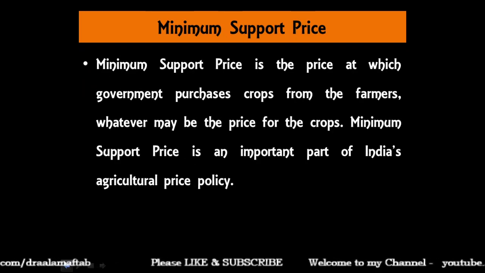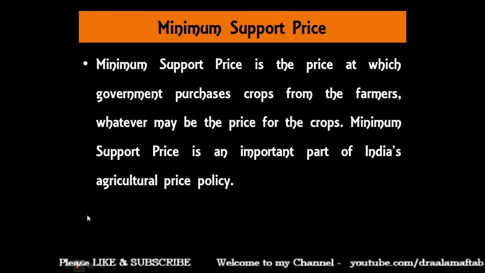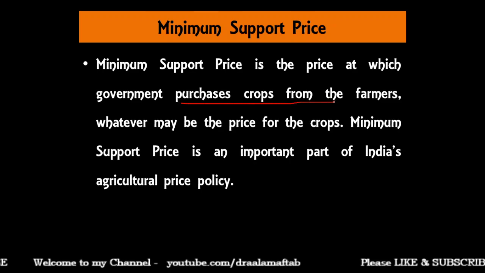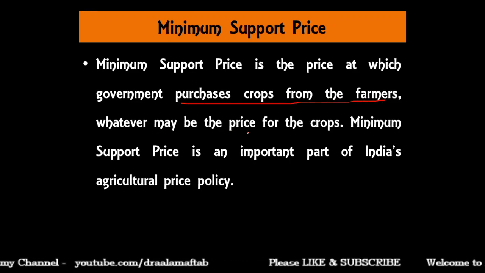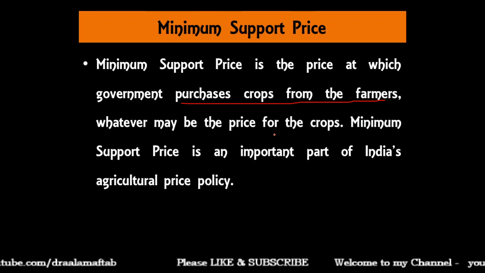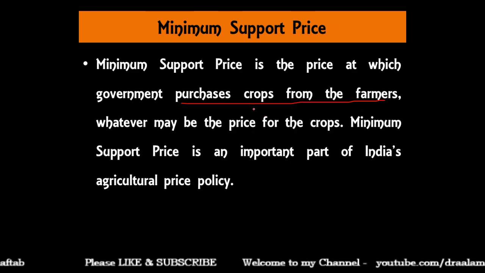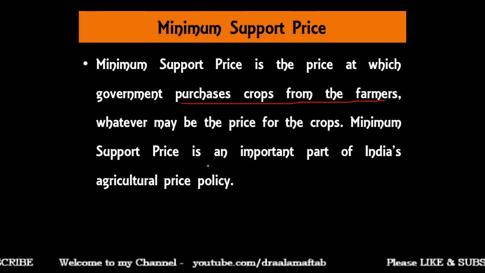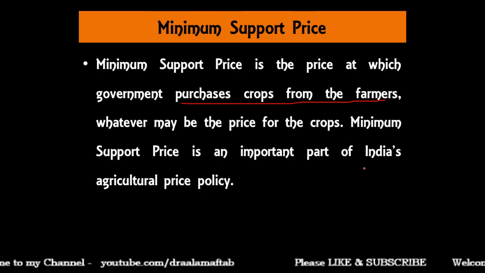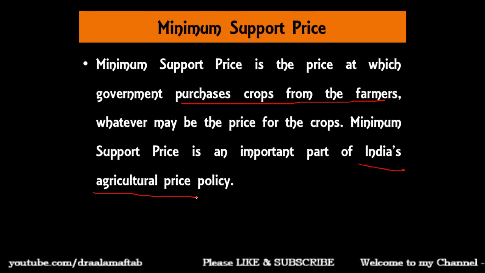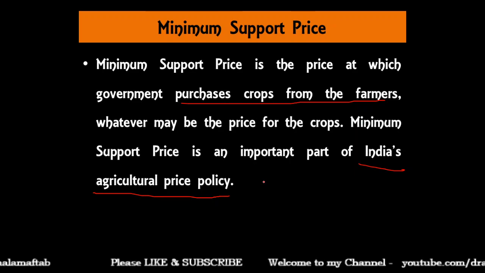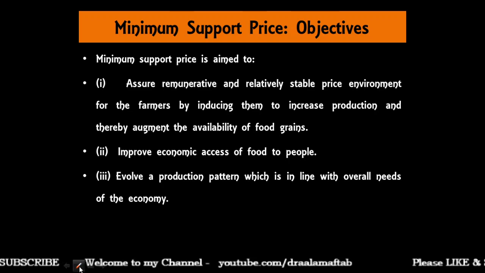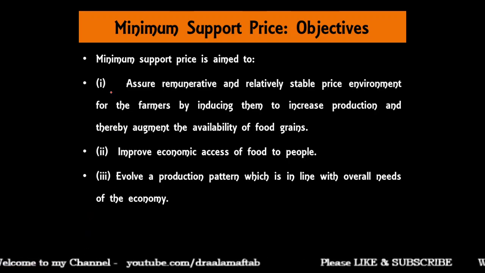What is minimum support price? Minimum support price is the price at which government purchases crops from the farmers. Whatever may be the price for the crops in the market, government purchases at the announced MSP price from the farmers. So minimum support price is an important part of India's agricultural price policy. It supports the farmers. These are some of the important objectives of minimum support price.